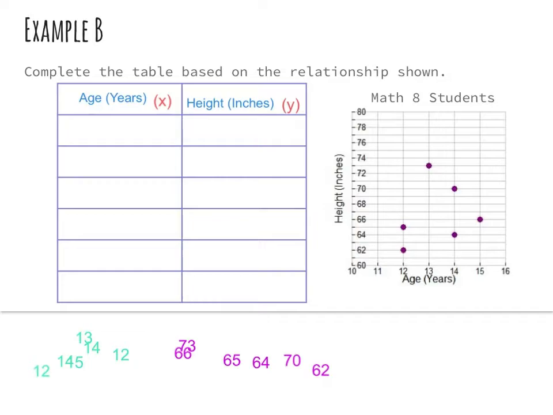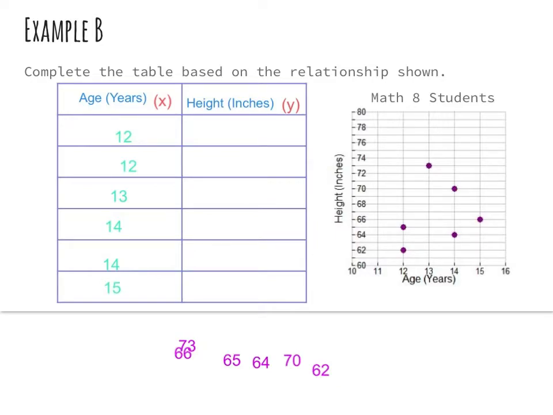Now again, I'm going to put my table in order from least to greatest. So the smallest number I have for x is 12. I have 2 of those, so I'm going to write two 12s. Then I'm going to move over. I have 13. I have 14. No, I have two 14s, so I'm going to write 14 twice. And I have 15.